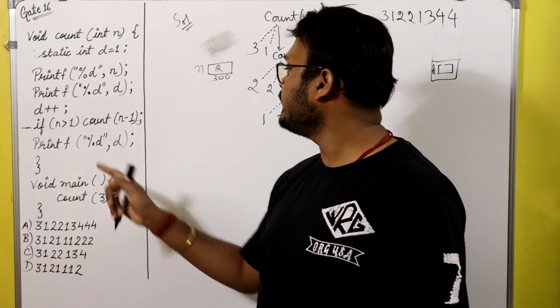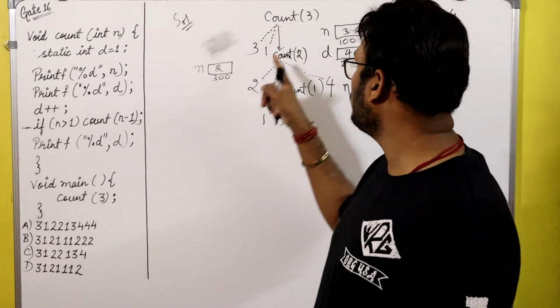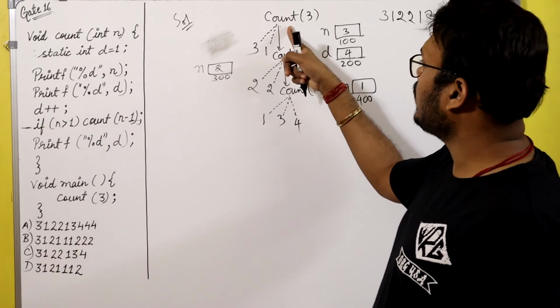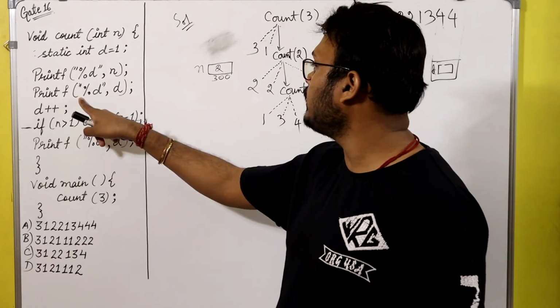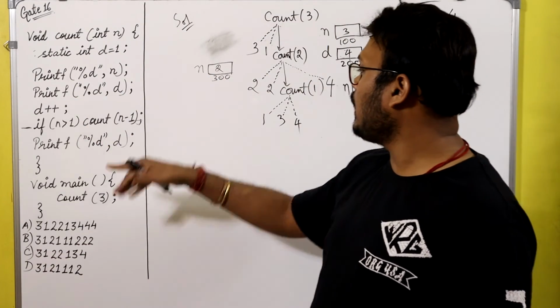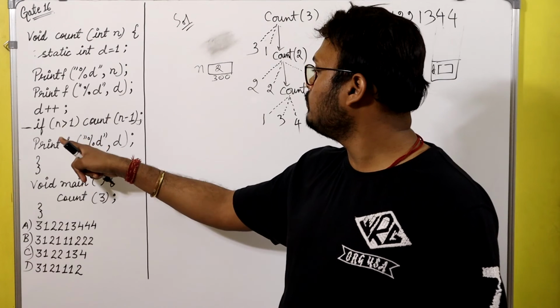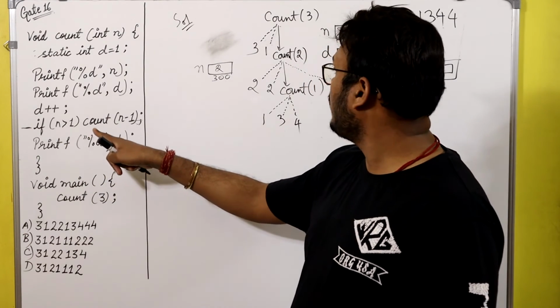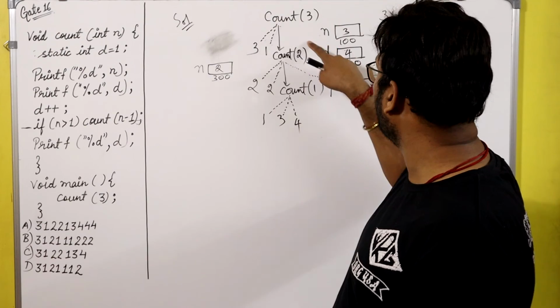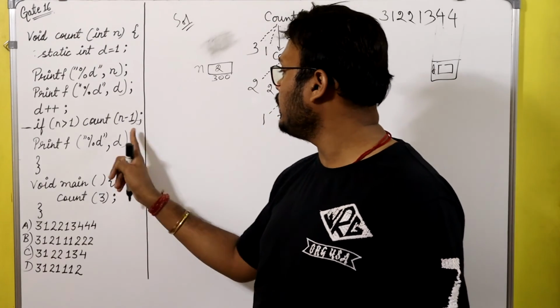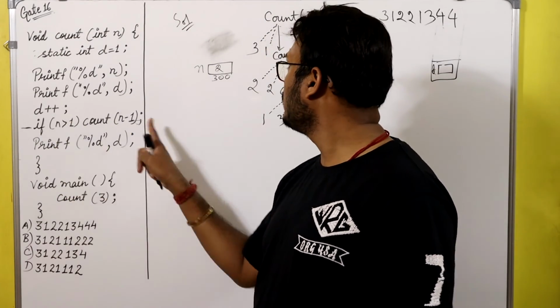So count 3 executed till here, because you see what count 3 did. Count 3 printed the value of n, that is 3. After that count 3 printed the value of d, that is 1. And after that count 3 called count 2. But after that count 3 didn't do anything. It means this part is left for count 3.